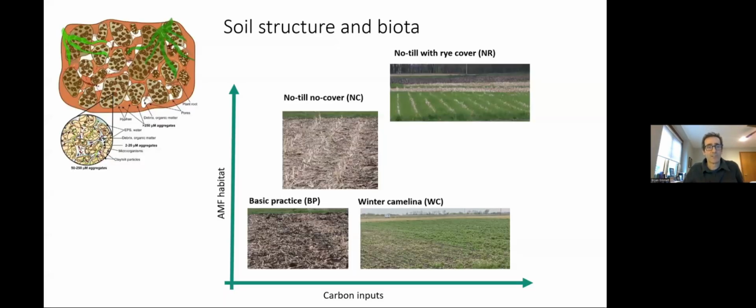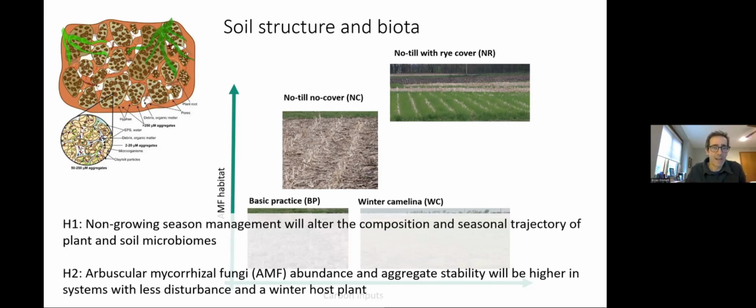And so we can arrange these treatments on an axis of the quality of AMF habitat versus the carbon inputs, and think about how that might impact soil structure or soil health. And we could hypothesize that these non-growing season management systems are going to alter the composition and maybe the seasonal dynamics of these plant-associated organisms, and particularly that arbuscular mycorrhizal fungi abundance and a measure like aggregate stability would be higher in systems with less disturbance and a winter plant host.